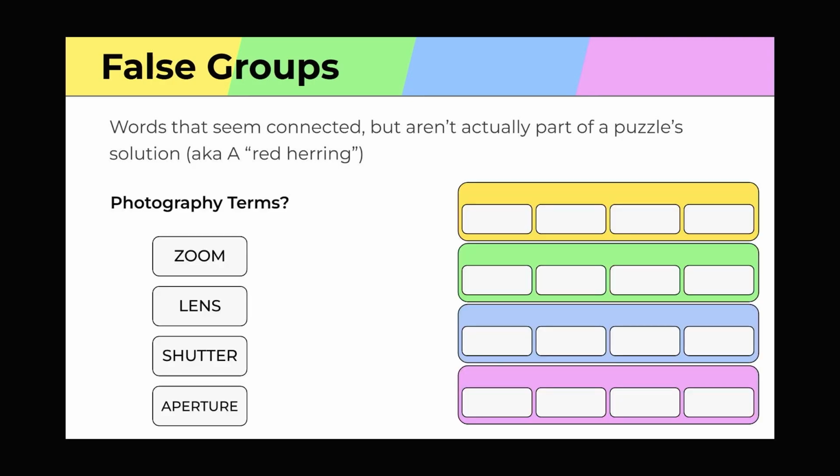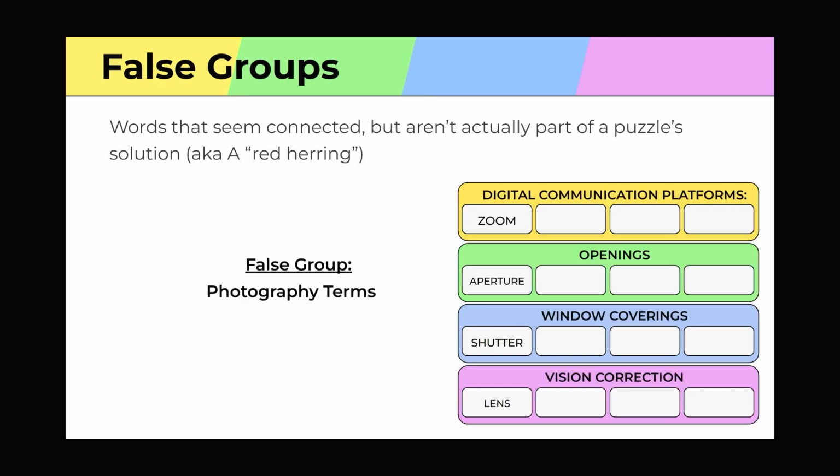So for example, if you have these 4 words in your puzzle: zoom, lens, shutter, and aperture, it might jump out to you that these are all camera terms or photography terms. If our puzzle actually shakes out like this, where zoom is a digital communication platform, a shutter is a window covering, etc., we would say this photography terms group that might jump out to you is a false group because it's not actually a true solution to this puzzle.